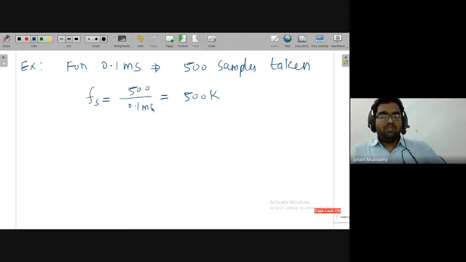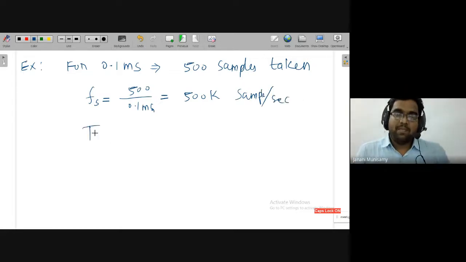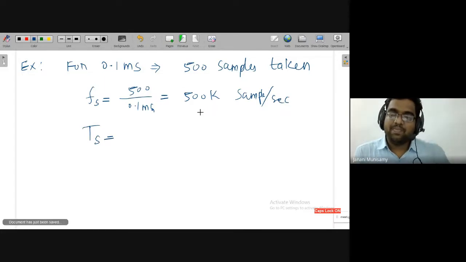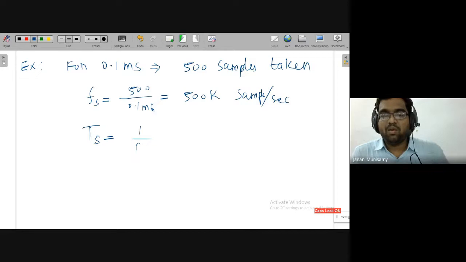If they take 500 samples in 0.1 millisecond, then in 1 second they will have taken 500K samples. So the sampling frequency in this case is 500K samples per second. Again, what is the sampling interval? Simple, 1 by Fs.